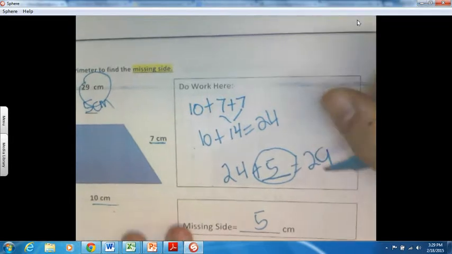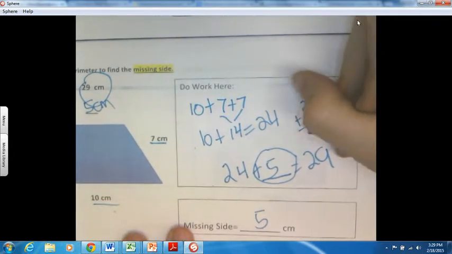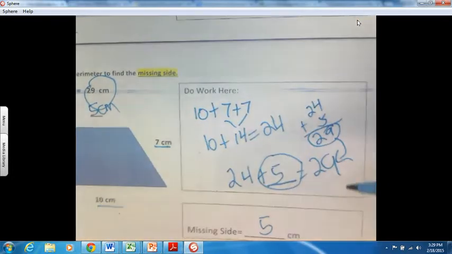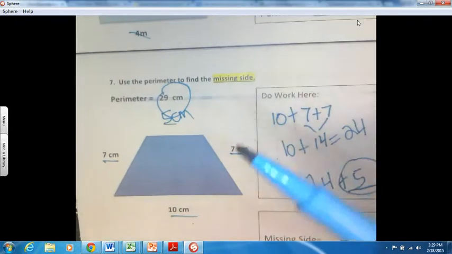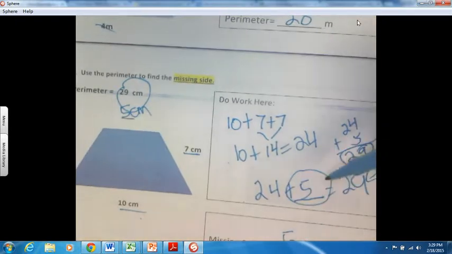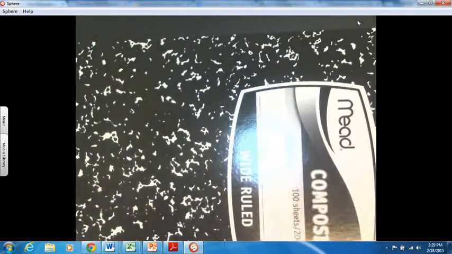So I know that if I added 24 plus 5, it would give me 29, and that would be the perimeter, because then I would have added up all of the sides, right? You can always check by actually adding up all the sides, because we know that's what the perimeter is, but when we're finding the missing number, we have to count on until we get to the perimeter. All right, we've got 2 more, both of which are missing sides.